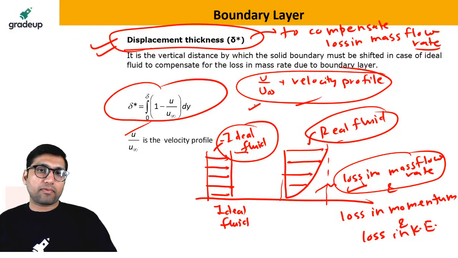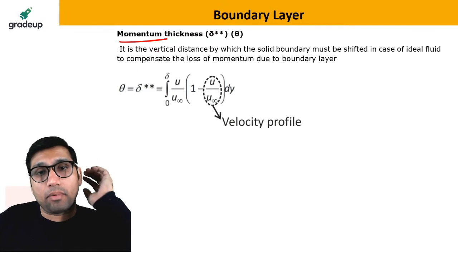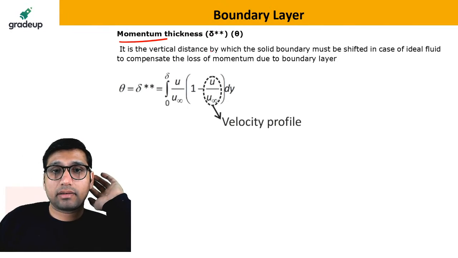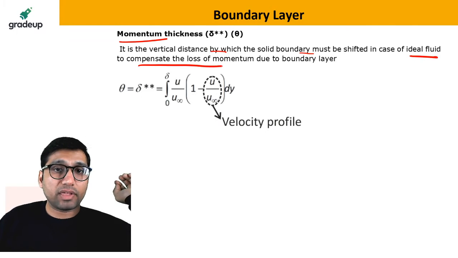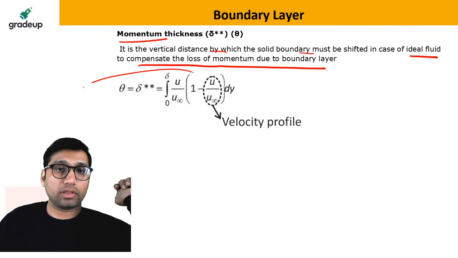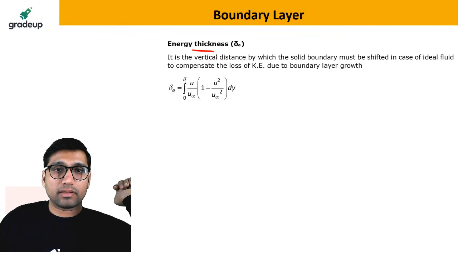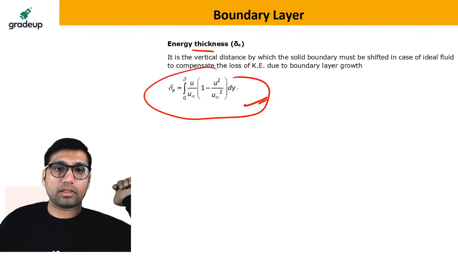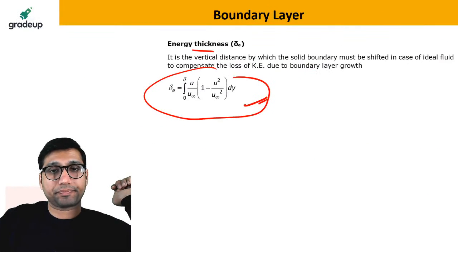Okay, so this velocity profile will be given in the question. You can use this relation to find the value of the displacement thickness. Momentum thickness is defined as the vertical distance by which the solid boundary must be shifted in case of ideal fluid to compensate for the loss of momentum due to boundary layer. So this is the formula for momentum thickness, and the energy thickness is given by this formula. These are the formulas for energy thickness, momentum thickness, and displacement thickness.